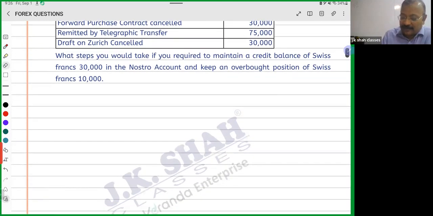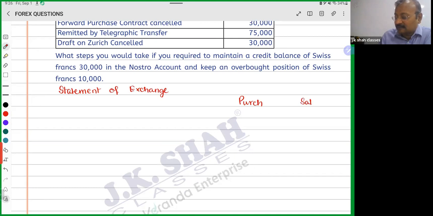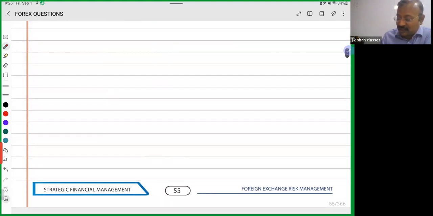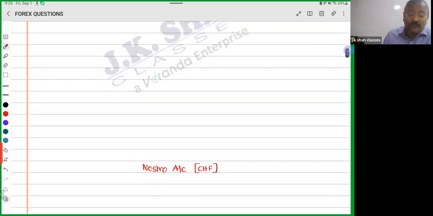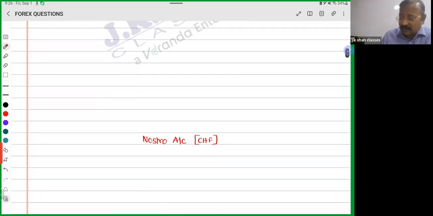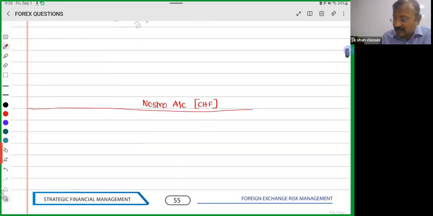Now let's do something. Let's prepare the statement of exchange. Or you people also make it along with me. Statement of exchange: purchase, sale, right? And below we can have the nostro account. This is in CHF. Remember, the bank will be preparing this account for each of the currencies in which it holds accounts. Okay, so this is your normal T balance, T format.